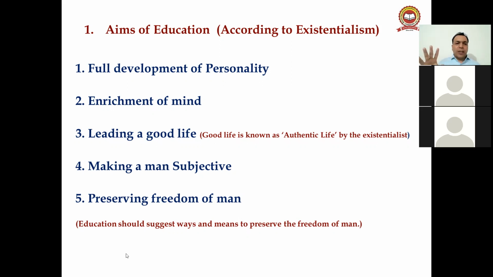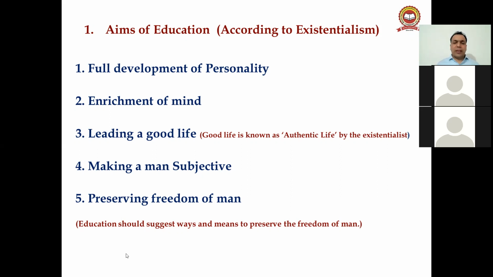Every such kind of topic should be added into education, so that there is a development of individuality and enrichment of the mind. Again, it talks about individualism. Leading a good life: the good life is known as the authentic life by the existentialists. Again, making a man subjective and preserving the freedom of man. How can we preserve the freedom of man? Education should suggest ways and means to preserve the freedom of man.